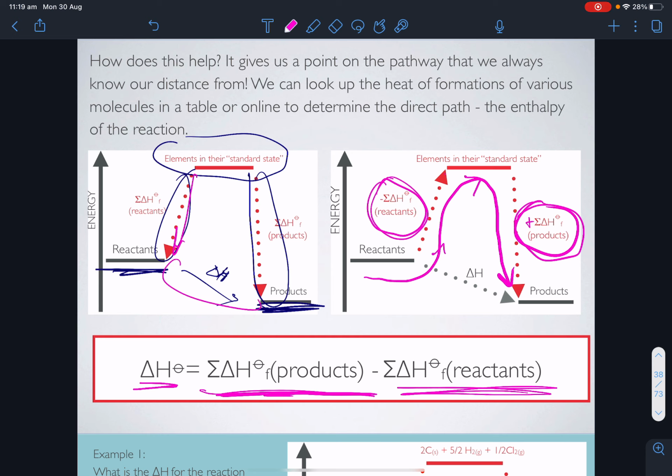So you can think of it as the difference, or you can think about, oh, I need to go up, so that's against the heat of formation, and here is with the heat of formation. Okay, so the heat of formation of the products with a positive minus the reactants is going to give you the enthalpy value for the reaction.